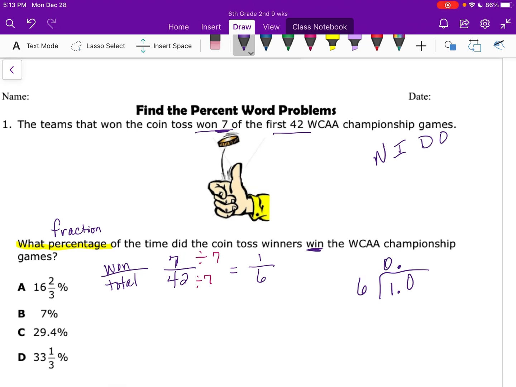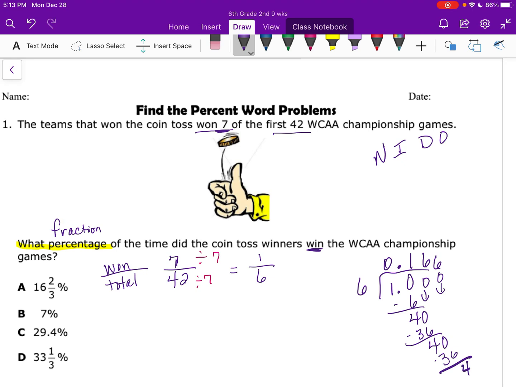1, can't get a group of 6 out of 1. We get 1 group of 6 out of 10. Subtract, we get 4. Bring down the 0. 6 goes into 40 six times. That's 36. 6 times 6 is 36. Subtract, we get 4 again. Bring down the 0. Got 40 again. And that goes 6 times. That's 36 again. And then we're going to get 4 again.